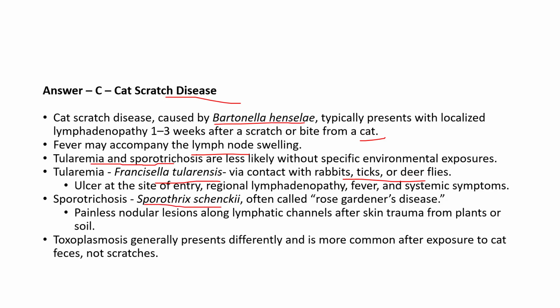Sporotrichosis caused by Sporothrix schenckii. It's called Rose Gardener's disease, and it's painless nodular lesions along the lymphatic channels. That is a characteristic after the skin trauma from plants or soil. Toxoplasmosis presents differently. It's more common after exposure to, again, cat feces, not by cat scratches, and it's dangerous in a pregnant lady when the fetus can get affected with congenital toxoplasmosis.